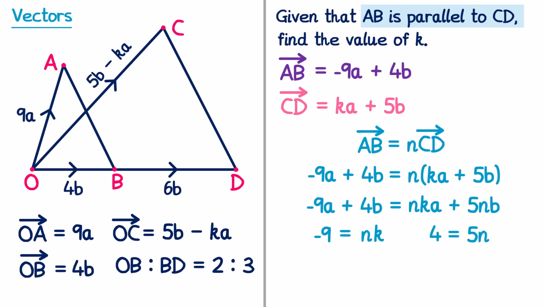Now the equation on the right-hand side can solve really easily. If you divide both sides by 5, you end up with 4 over 5 equals n. Now that we know n, we can substitute that into the other equation. So it's negative 9 equals 4/5 of k. We can then solve this equation. If we multiply both sides by 5, we get negative 45 equals 4k, and then divide both sides by 4. We'll get negative 45 over 4 equals k. So in this question we were asked to find the value of k, and the answer is negative 45 over 4.